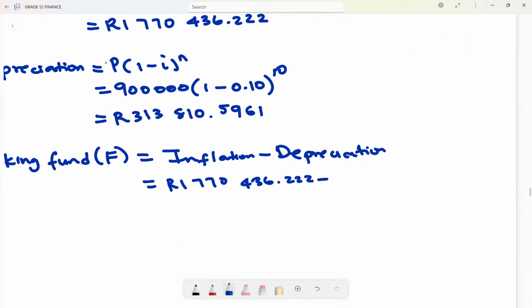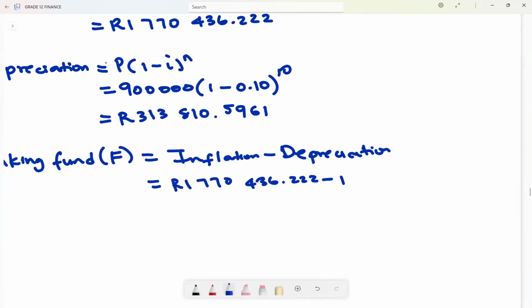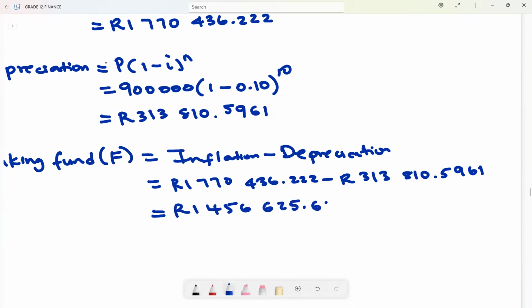1,770,436,222 minus the depreciation value. It is 313,810,5961. So I'm going to say 1,770,536,222 minus that amount. I get something like 1,456,625,626. I'm not rounding off because it's not my final answer.